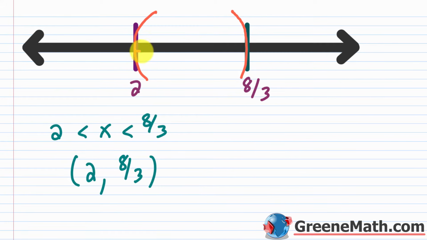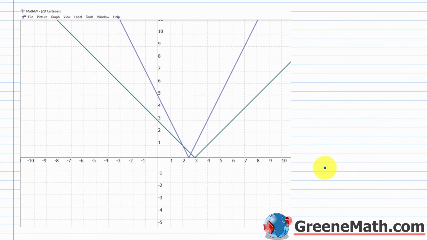Again, you can always use an open circle. Your book may do that instead. So let's shade this in. So basically we're showing that x can be anything that's larger than 2 going up to and excluding 8/3. All right, so if you're struggling with this concept, you can always graph this using a free online graphing calculator. I would recommend something like Desmos. I'm using MathGV, which is something that's also free.